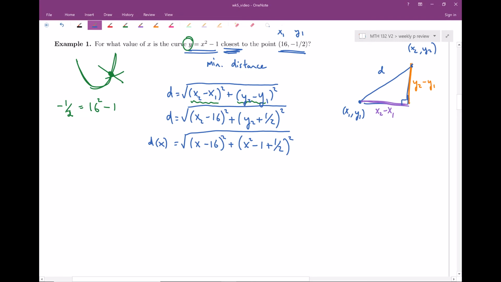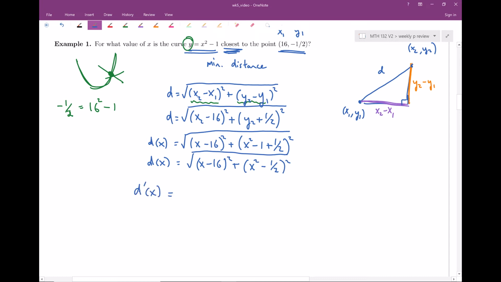All right, so I've put it off long enough. In order to figure out minimums and maximums, we need to take the derivative. We're looking for critical points here. So let's go ahead and take the derivative. In fact, I've got one more step of simplification that I want to do before we get to that. Let's just write this as the square root of (x minus 16) squared plus (x squared minus 1/2) squared. All right, now let's go ahead and take the derivative, and we're going to need a little bit of room for this.